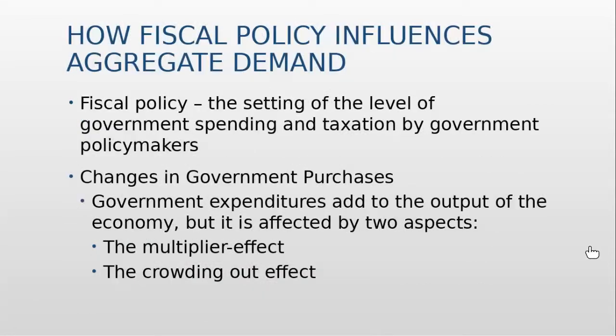But monetary policy isn't the only thing available to us. We also have fiscal policy as a way to influence aggregate demand. Now, fiscal policy is the setting of the level of government spending and taxation by government policymakers. And these changes in government purchases have two different effects. It can add to the output of the economy, but it's also limited in its ability to affect the economy by two aspects. And these two aspects are the multiplier effect and the crowding out effect.